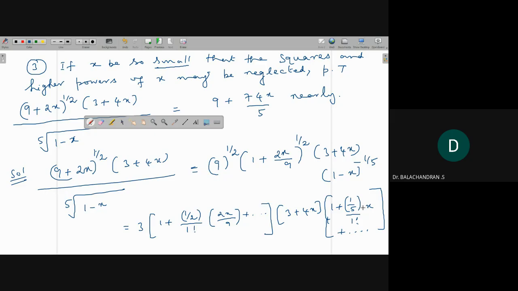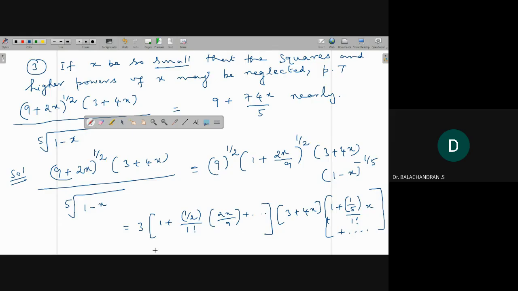The next term is x square. What about the coefficient? 1 by 10, sir. 1 by 5 by 2 factorial, yes. Okay. So I don't need that term because I have x only.